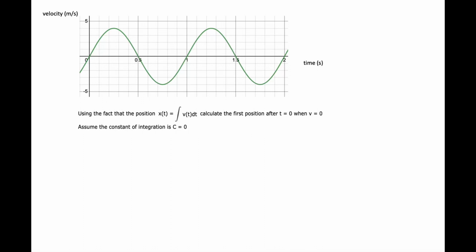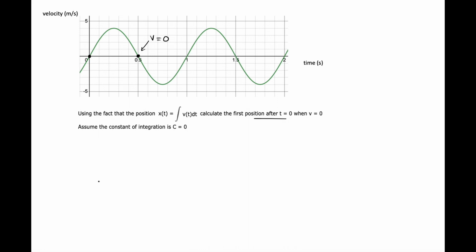This question shows a velocity versus time graph that's a periodic function. It wants us to find an antiderivative for the velocity and calculate the first position after t equals 0 when the velocity is 0. So not talking about this point here, because it has to be a position after t equals 0. The question is referring to this point here when v is 0. It wants to know what is the position of the object.